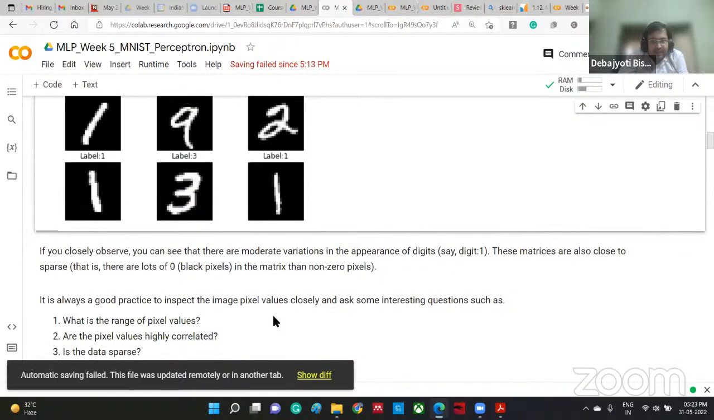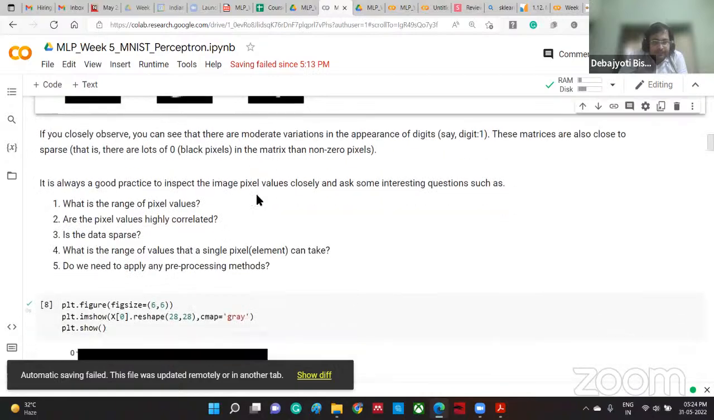Okay, so these matrices are close to a sparse matrix. There are lots of zeros. You can see 0 means the black pixels are 0. Okay, so in the matrix, the non-zero pixels are the white color ones, right? So as there is a lot of black, what does this mean? That there is a lot of black color and a very small amount of white color. So that black color means the 0 values. So those are sparse matrices. This is a sparse matrix, right? Because there are a lot of zeros there.